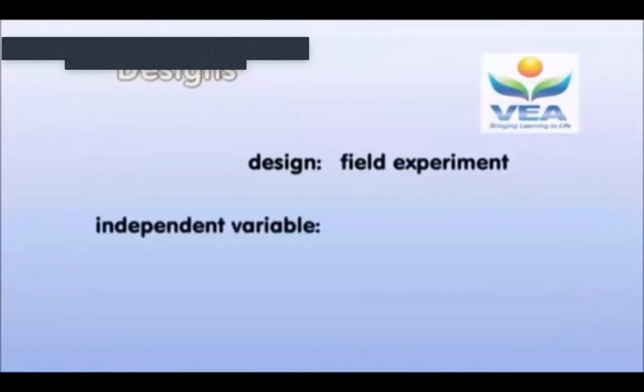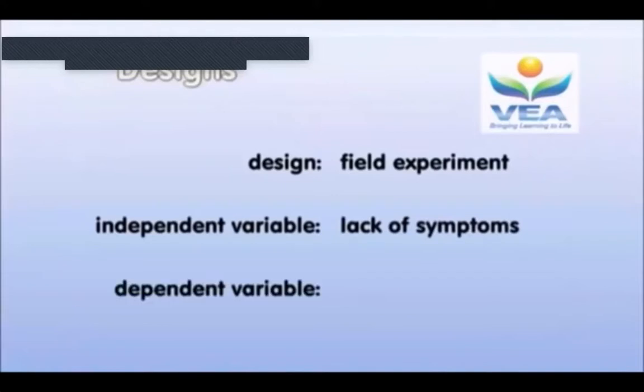So what was Rosenhan trying to do here? There were 2 aims to the study. The first one, principally, was to investigate psychiatric labels, as to whether these would be used in situations where they weren't appropriate. So this was first of all a field experiment, the independent variable being the lack of symptoms in the pseudo-patients once admitted, and the dependent variable, the responses of the staff.